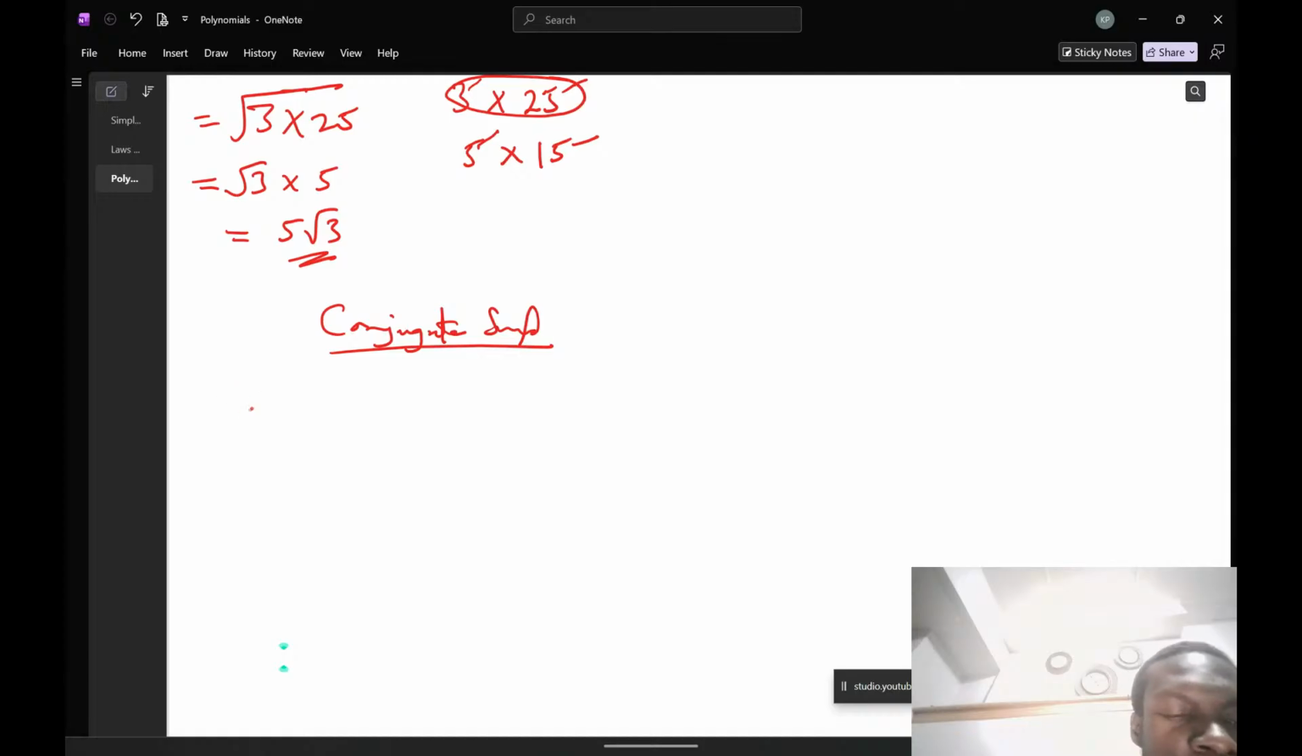For example, let's say we have root A minus root B. Okay. The conjugate surd will be root A plus root B. The only thing unique about conjugate surds is that the sign, if it is negative, it will turn to positive. If it is positive, it will turn to negative. Okay.